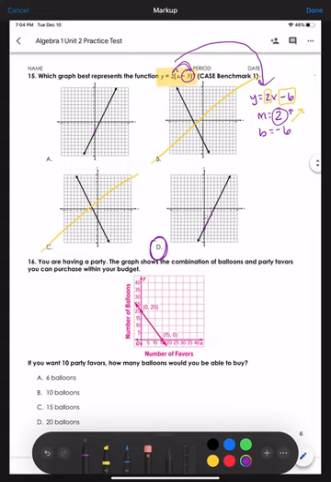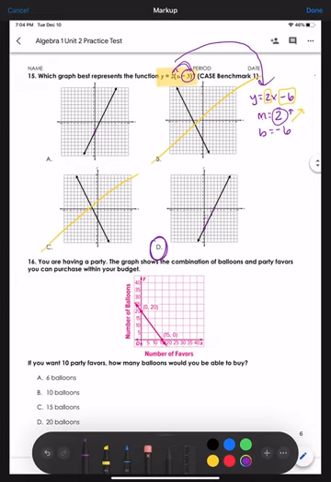Number 16 says, you are having a party. The graph shows the combination of balloons and party favors you can purchase within your budget. It looks like number of balloons over here, number of favors. The more balloons I buy, the less favors I can have. Do you notice that? And then the more favors I have, the less balloons. That makes sense because I only have a certain amount of money that I can spend. I don't know what that money is just given the problem, but I could figure it out given the graph.